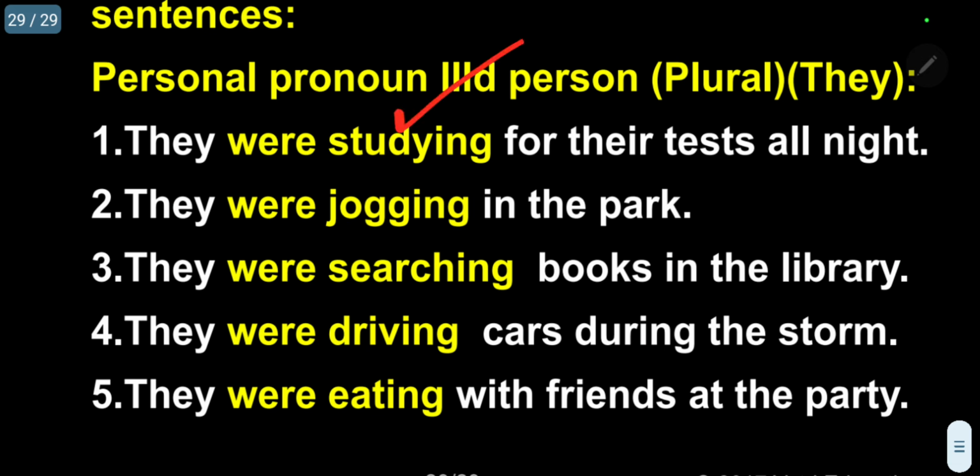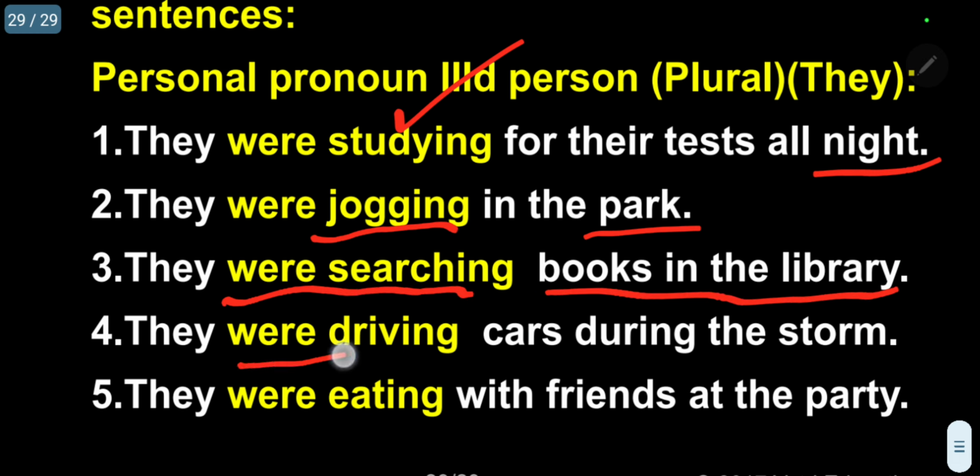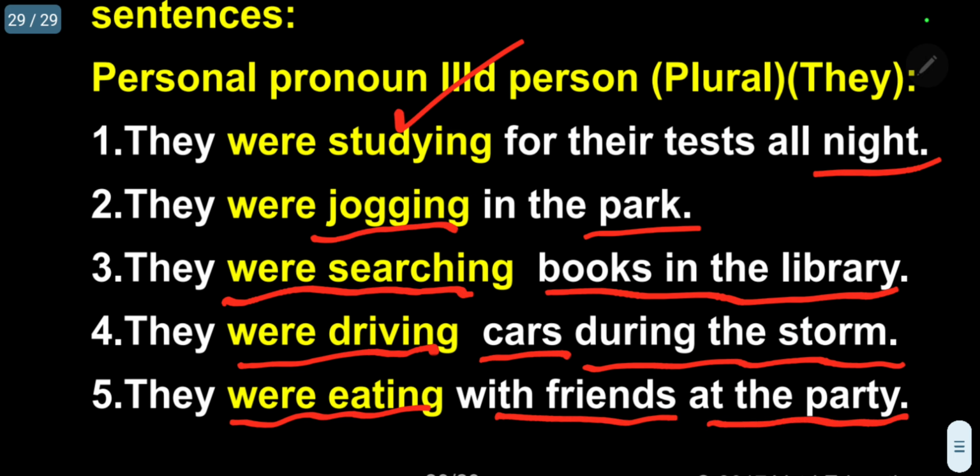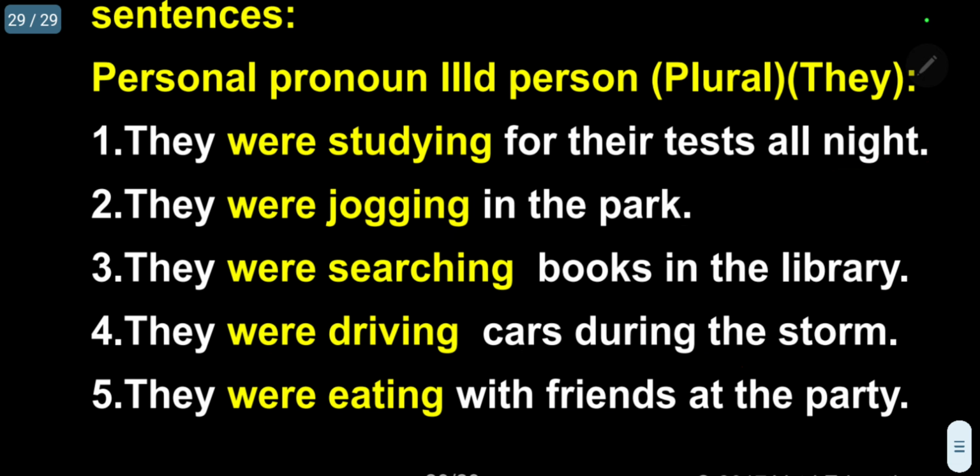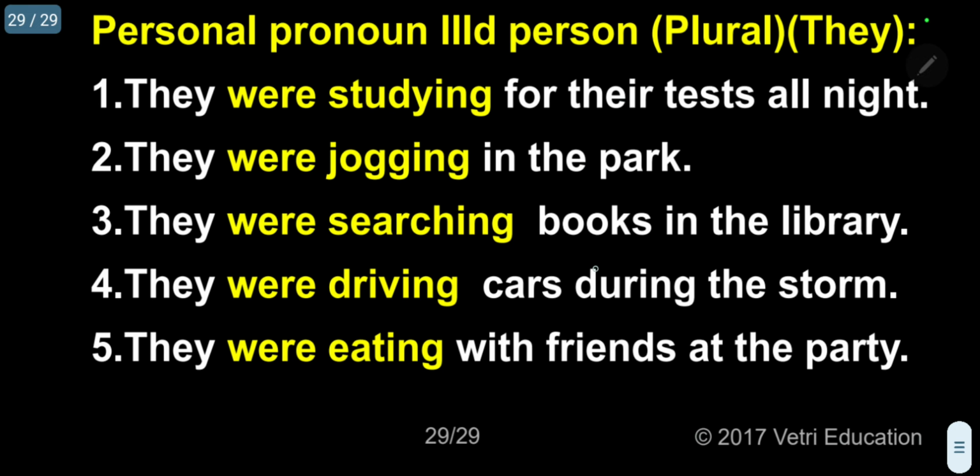They were studying for their test all night. They were jogging in the park. They were searching books in the library. They were driving cars during the storm. They were eating with friends at the party. See, in all the cases we are using past plural, because it's third person plural, were, and a continuous verb: studying, jogging, searching, driving, eating, etc. Kindly follow.